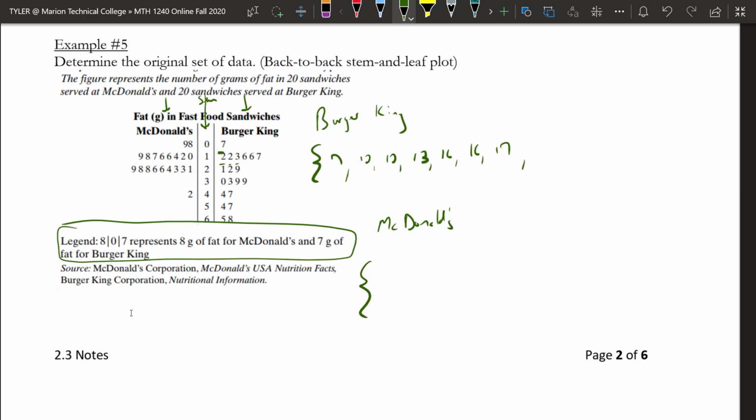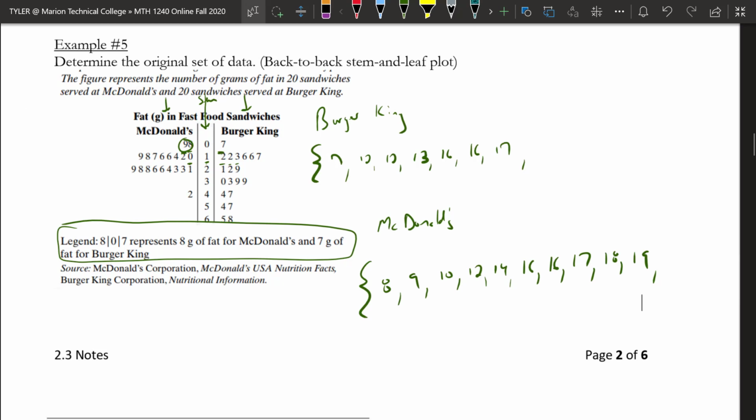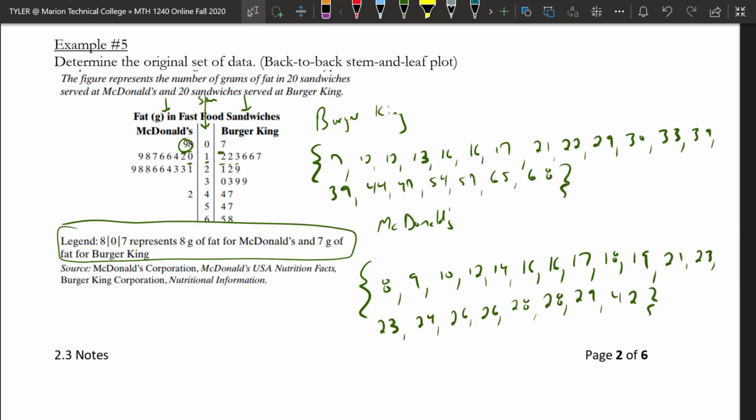So with the McDonald's data set, this 8 would start with the number 8, right? And then that 9 here, right beside it, would be the number 9. And then this 0 with this 1 corresponds to 10, and then 12, 14, 2 16s, 17, 18, 19, right? So that's going through everything with a stem of 1. So you would keep going and get all those. Pause the video now and fill those in, and you can check yourself.